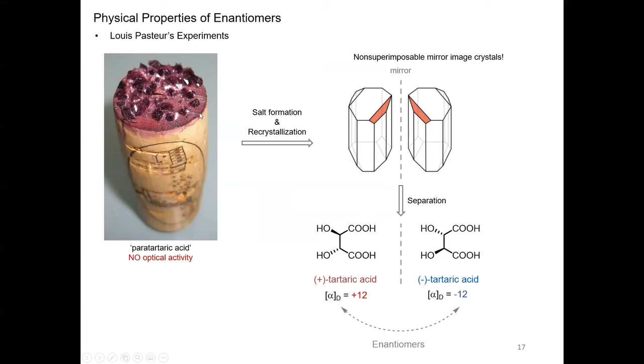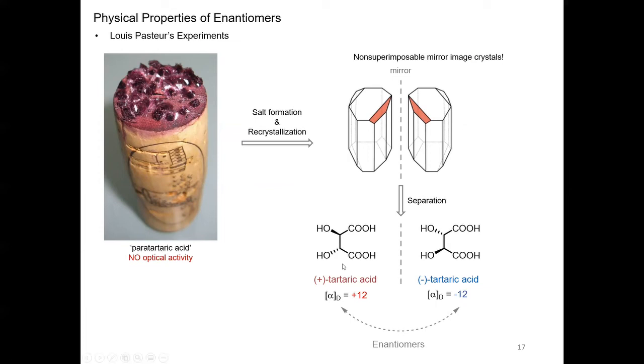But what Pasteur did was form salts of this compound and recrystallize them. He found non-superimposable mirror image crystals. That's really interesting, right? He actually isolated 2 crystals that are mirror images of each other, and they are non-superimposable. That probably means the compound is composed of 2 enantiomers, and 2 enantiomers can grow into different non-superimposable mirror image crystals.